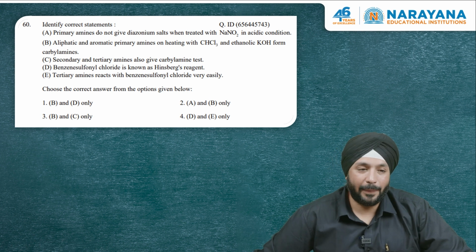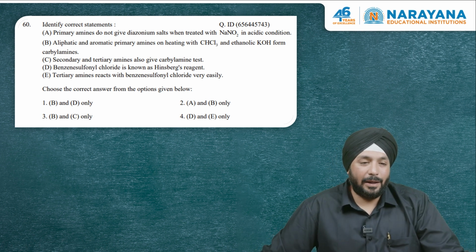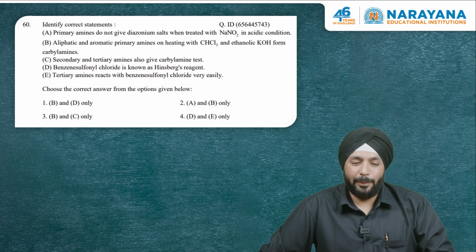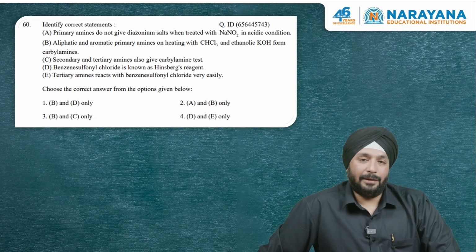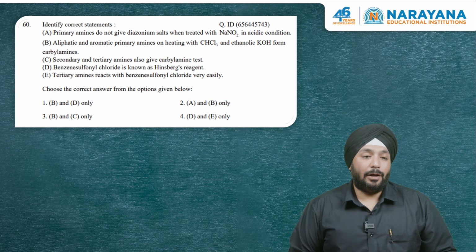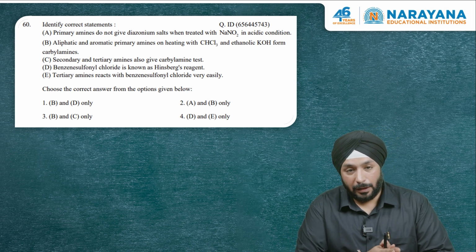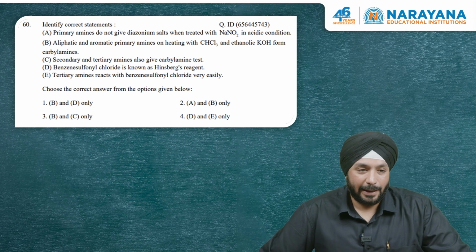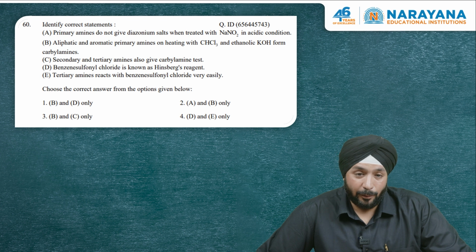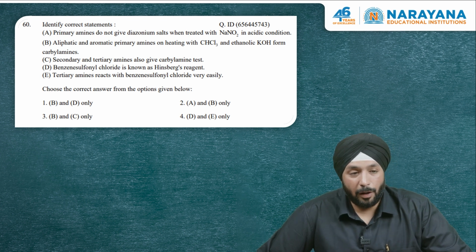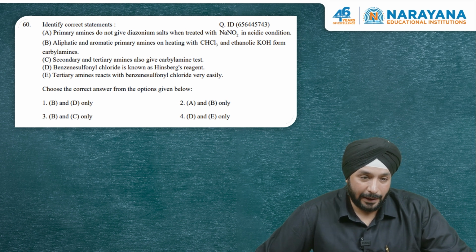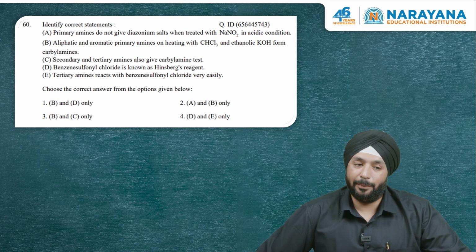Now question number 60. Identify the correct statement about primary amines. So it's related to amines, generally with the tests of amines, how amines respond to various tests. Primary amines do not give diazonium salt when treated with NaNO2 in acidic condition. Aliphatic and aromatic primary amines on heating with CHCl3 and ethanolic KOH form carbylamine. This is the standard carbylamine test given only by primary amines. Secondary and tertiary amines do not give it, only primary amines do.